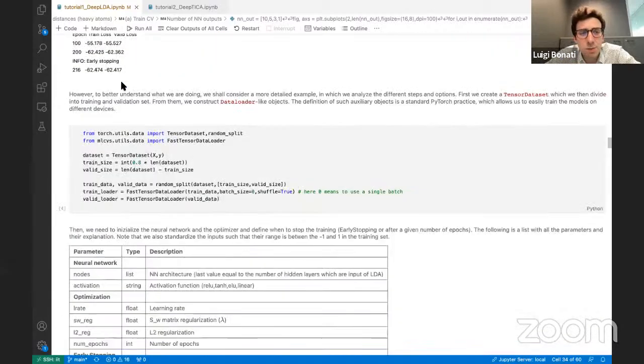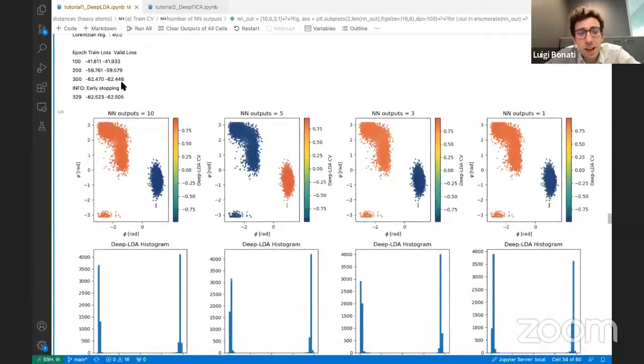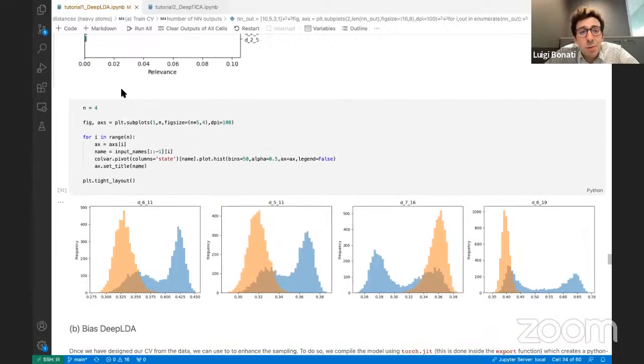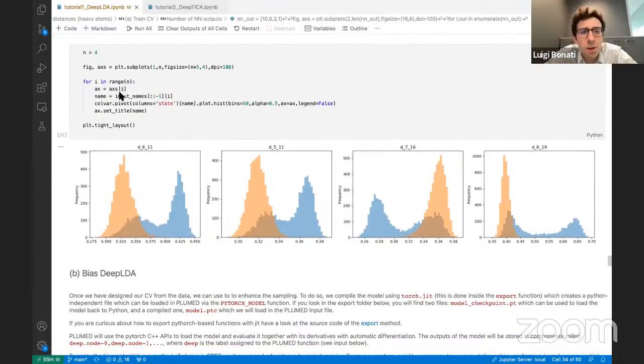So it's interesting to see how actually the features that have only the minimal amount of overlap have the greatest weight. On the other hand, this is also connected to how to interpret this CV. This is not straightforward because in this example we know which could be a good collective variable, and this is related to the torsional angles. But we will go back to this later.